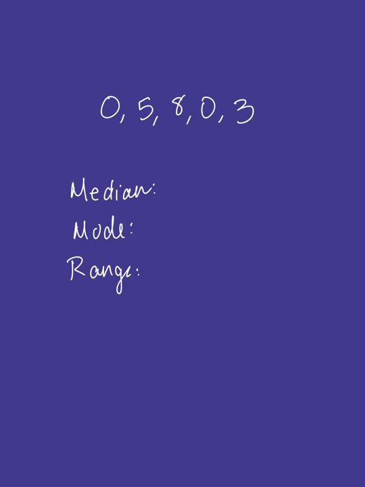All right, median, mode, and range. First thing, put it in order. 0, 0. This one's pretty easy to do. 3, 5, 8. Okay, my range, 8 minus 0. 8. My mode, the one I see the most often, is 0. Yep, that's an actual value in the data.